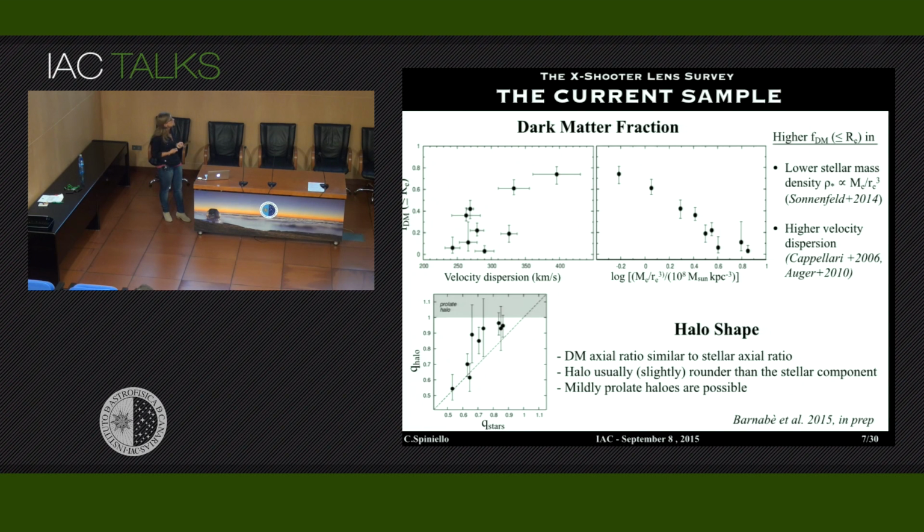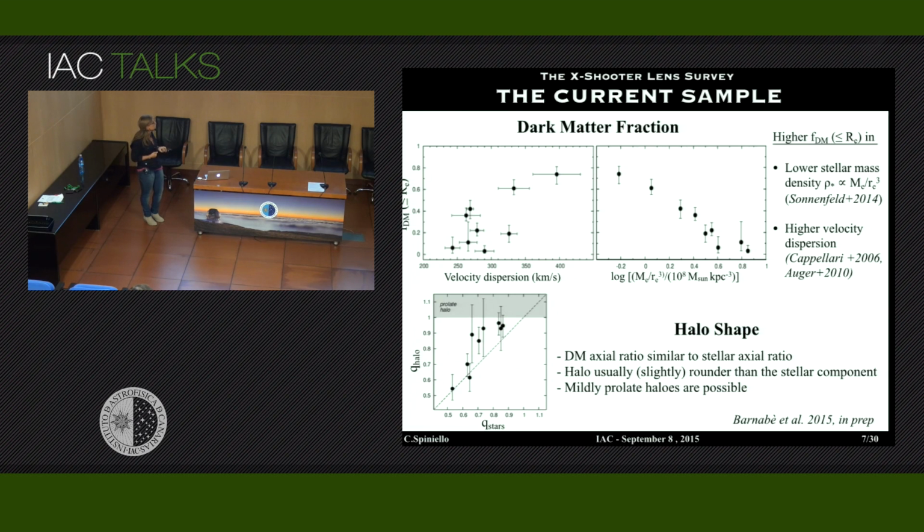And we find two things. We find that we have a higher fraction of dark matter in systems with lower stellar density, and in systems with higher velocity dispersion. That means more massive systems. And this is in agreement with previous studies, for instance Cappellari et al. and the ATLAS 3D paper, Auger et al. based on gravitational lensing again, and Sonnenfeld et al. based on gravitational lensing plus dynamics. So again, we find a higher fraction of dark matter in more massive systems and in less dense systems.